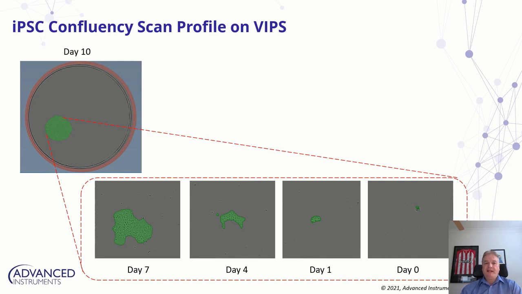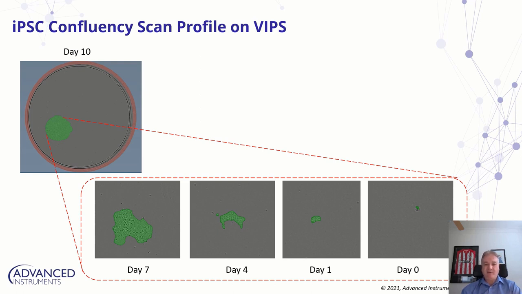This then is another feature on the VIPs, which is a dedicated iPSC confluency scan profile. Given that iPSCs are quite translucent, we've developed it using an AI-specific confluence detection, so we can find the cells, whether they're a single cell or a colony. So you can see, first and foremost over here on the right, we can identify that single cell with this green overlay on day 0.